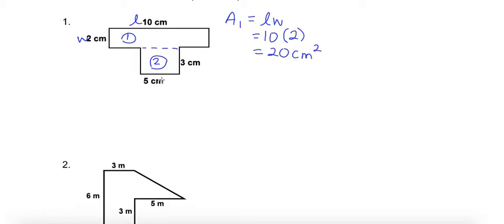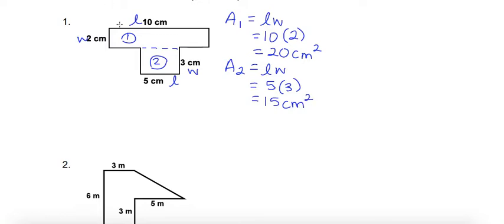Now I'm going to figure out the area of my second shape, so the area of my second rectangle. So the area of shape 2, again, is equal to length times width. In this case, I'm going to make my length 5 and my width 3. So I have 5 times 3, which gives me 15. I always have to include my units, which is centimeters squared.